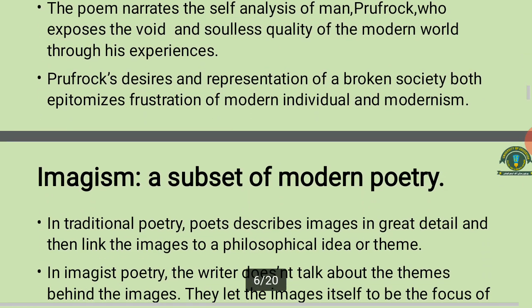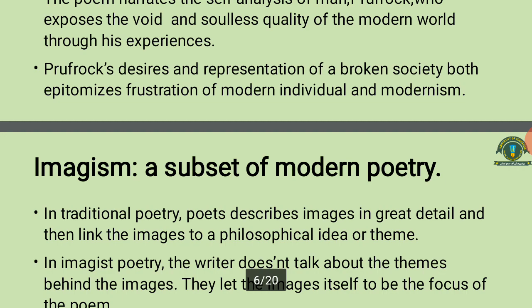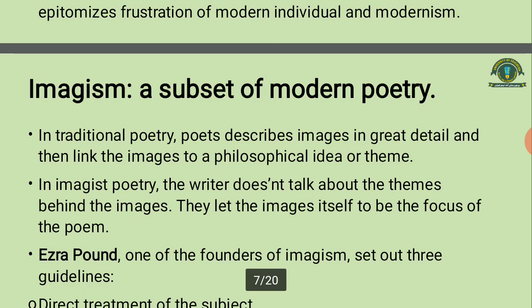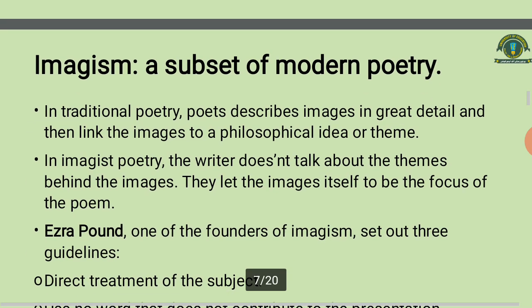And then imagism. As we've already discussed this concept, in the previous slides we defined imagism in one sentence and one example, but now we'll be explaining how these concepts are holding the age of modern poetry, holding the age of the modern era.